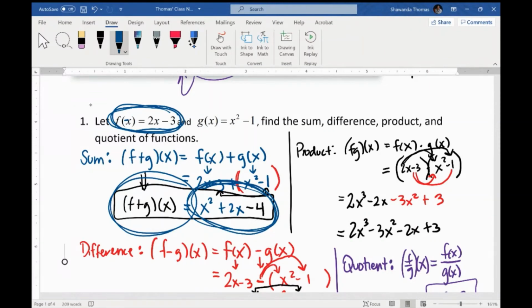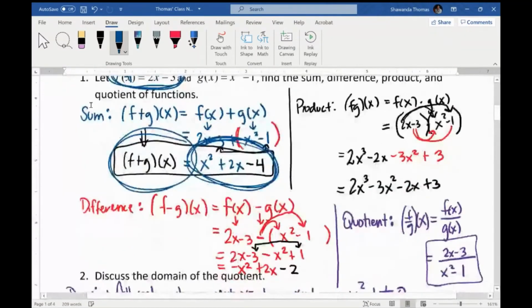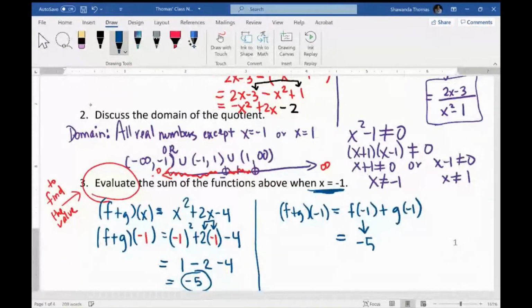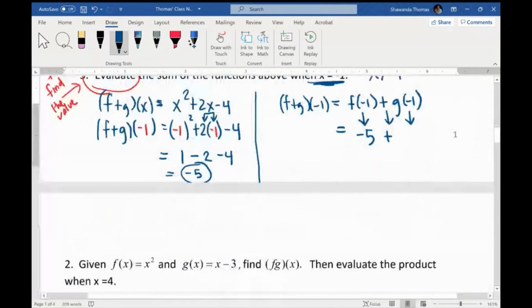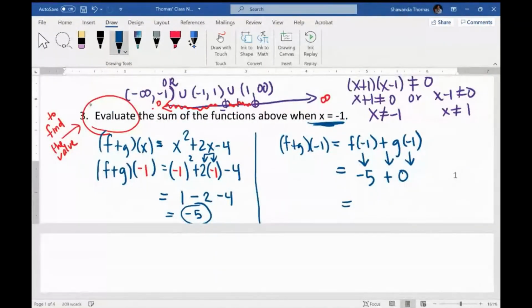If you plugged in a negative 1, negative 5. All right. Negative 2 minus 3 is negative 5. Okay. Then I'm going to put plus. Then let's look at G of negative 1. G of negative 1 would mean I'm plugging in a negative 1 in this function, G of x. If you plugged in a negative 1 into G of x, what would you get? 0. So what's negative 5 plus 0? Negative 5. Two different ways to do it, but you get the same answer.